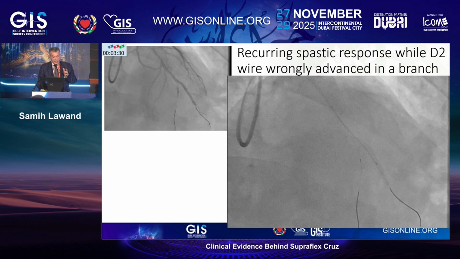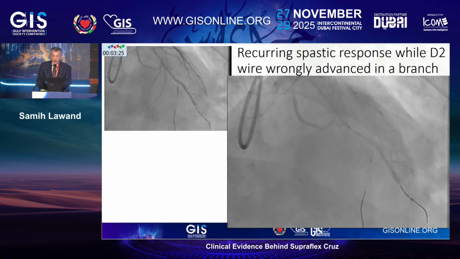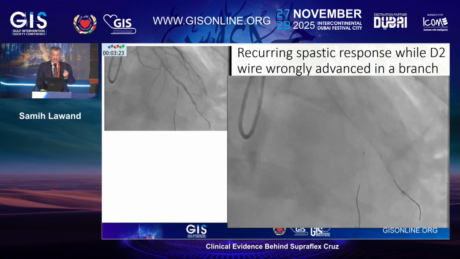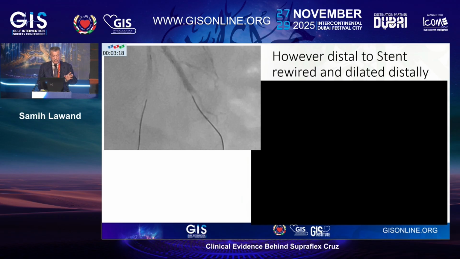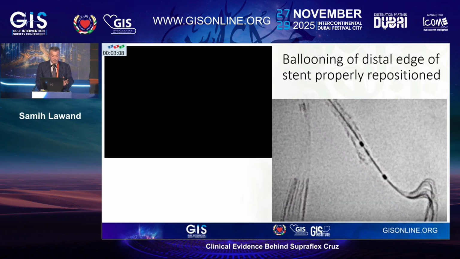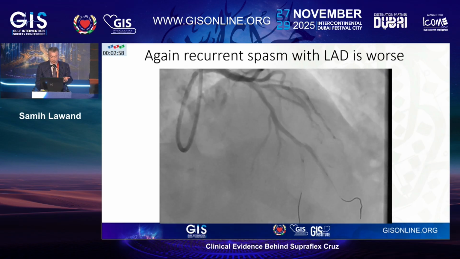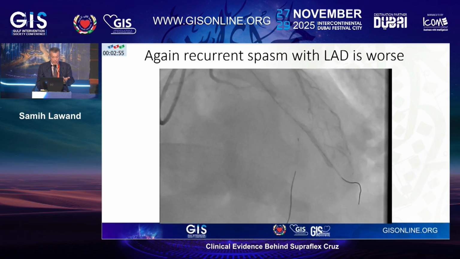Again spastic reactions developed, and I discovered that the distal wire was not really in the main vessel and the stent edge was practically almost in the branch. This is clearly seen here. Then I had to rewire the distal diagonal, and successfully did so, repositioned the edge of the stent by ballooning, and treated it with a drug-coated balloon, only for spasm to occur again in the LAD with worsening outcome.